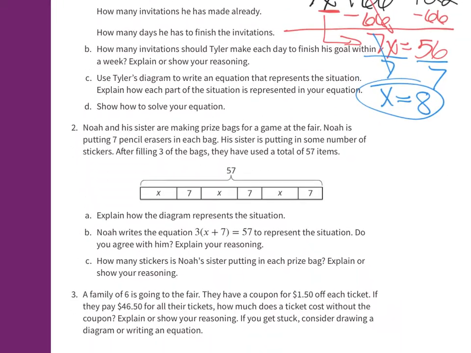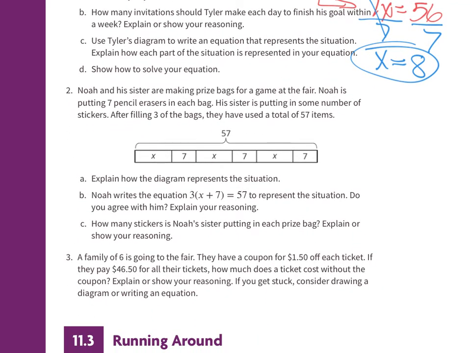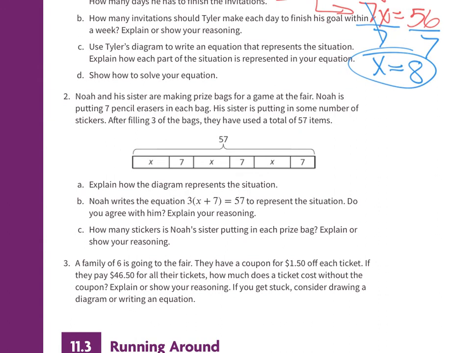All right. Number 2, Noah and his sister are making prize bags for the game at the fair. Noah's putting 7 pencil erasers in each bag. His sister's putting some number of stickers. After filling 3 bags, they have used a total of 57 items. Explain how the diagram represents the situation. So we have a total of 57. Noah puts in 7 erasers. His sister puts in some stickers. So Noah writes 3 parentheses x plus 7 equals 57.